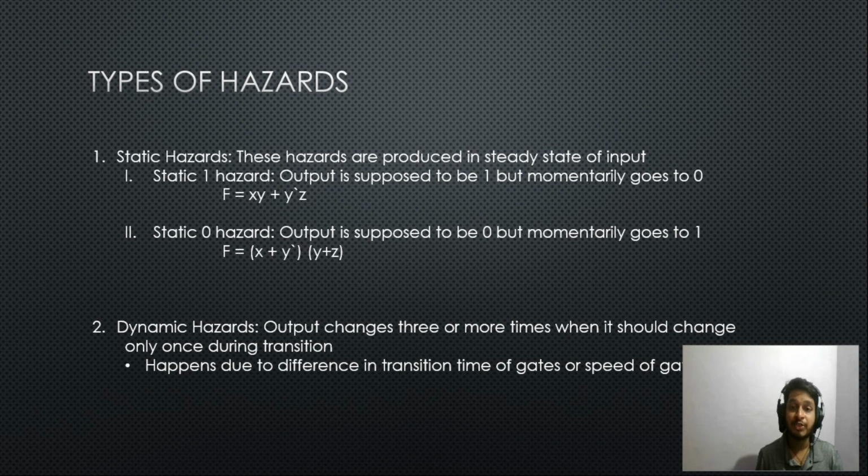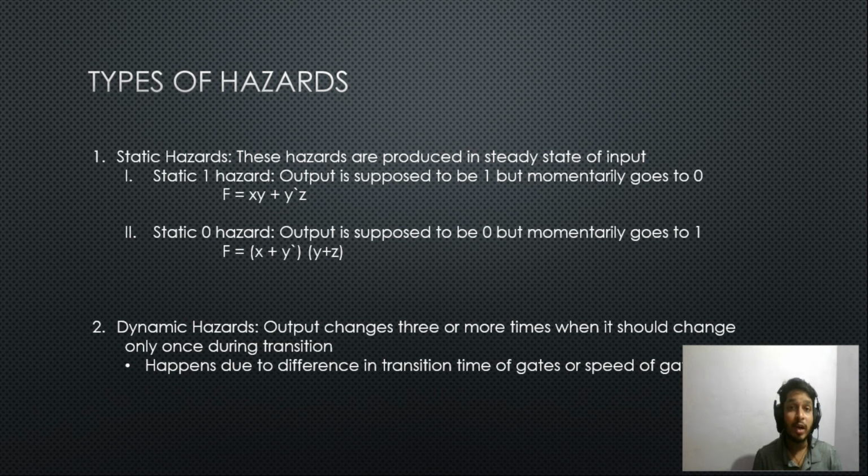Okay, so finally we have dynamic hazards. The output changes three or more times, or multiple times, when it should change only once during the transition. So what I'm trying to say is, if there was supposed to be a transition from 0 to 1, but it is like 0 1 0 1 0 1, like that. Okay, it's switching multiple times to reach that point from 0 to 1. That's all. So this is called dynamic hazard.